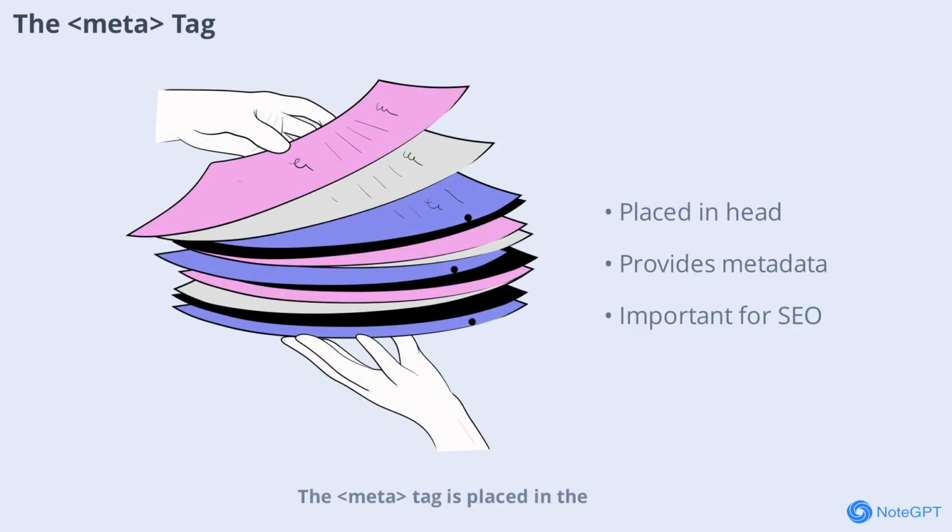The meta tag is placed in the head section and provides metadata about your page, like character set, author, or description. Meta tags are important for SEO and ensuring your page displays correctly in different browsers and devices.